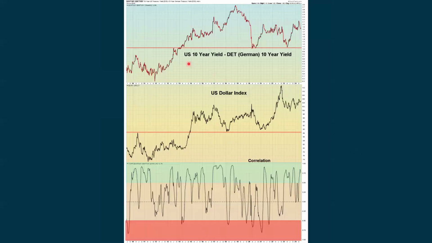And then we have the US 10-year yield, and then we subtract the German 10-year yield. That gives us the line that you see on top. And since US yields are higher, that's why we get a positive result above this red line, which is 0.